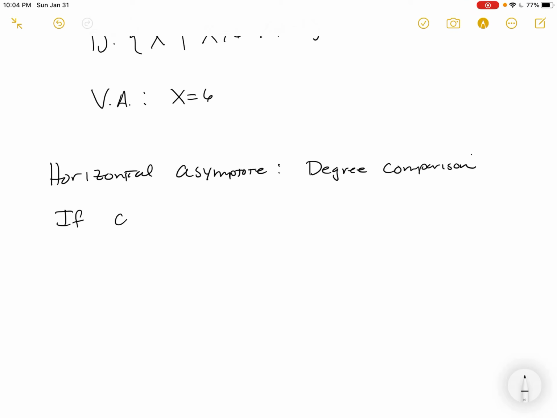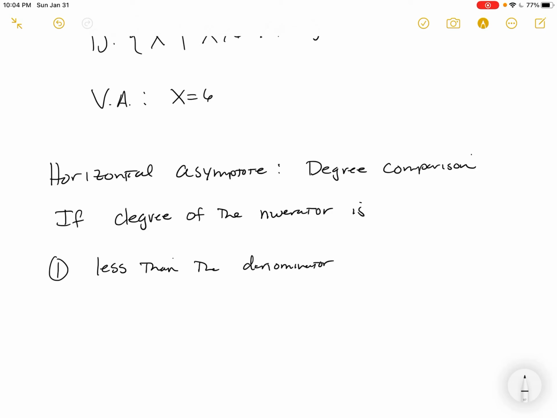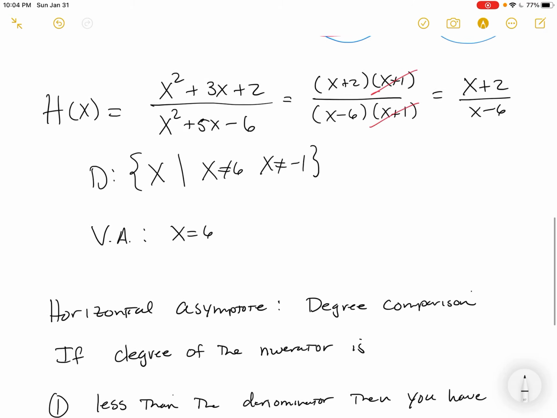If the degree of the numerator is, and then case 1, less than the denominator, then you have a horizontal asymptote of 0, always. So let's take a look at this one right here.